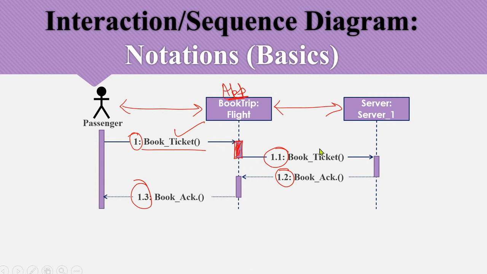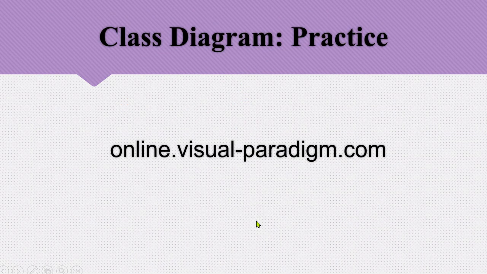So the messages go in sequence: 1, then 1.1 is generated only because of 1, and 1.2 is only because of 1.1. This is how the system and the messages are managed. So let's draw the diagram with the online tool, the Visual Paradigm tool.